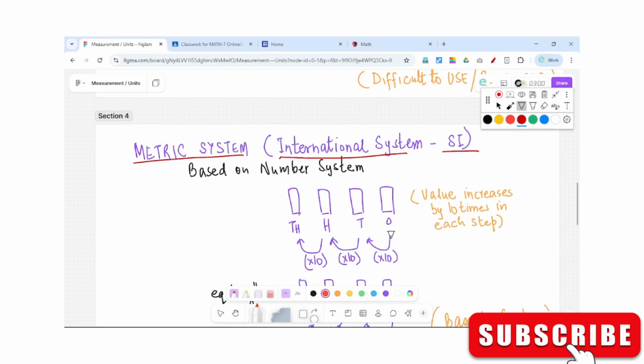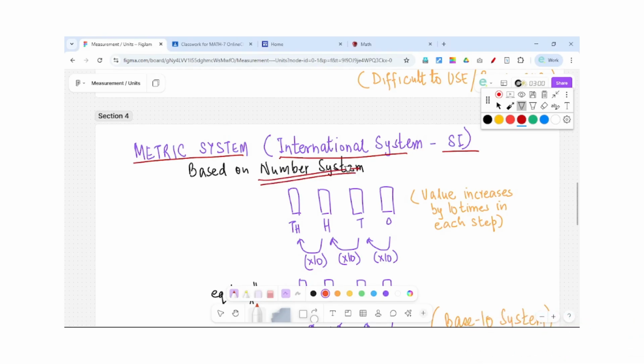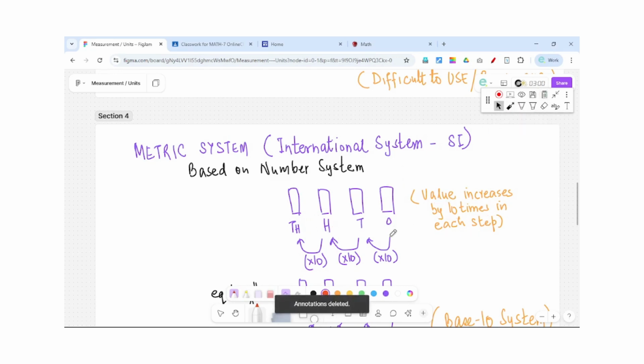This metric system was based on the number system. If you remember, when we see the number system, which is the place value of different numbers, we observe that the value increases by 10 times in each step. This place is ones, then on the left side is tens, 100, 1000. If you go from one place to another, the value of that place increases by 10 times as you go from right to left.